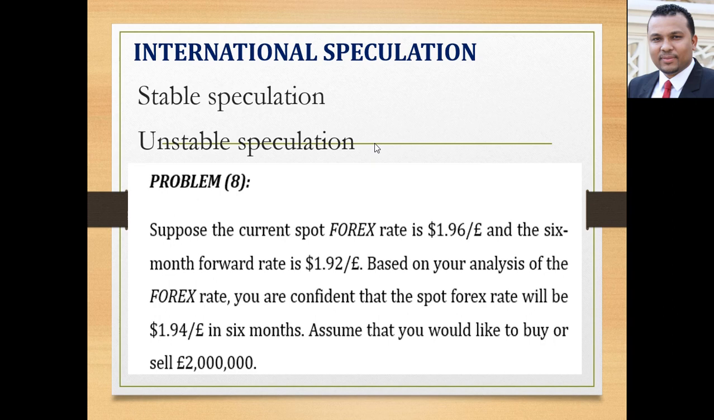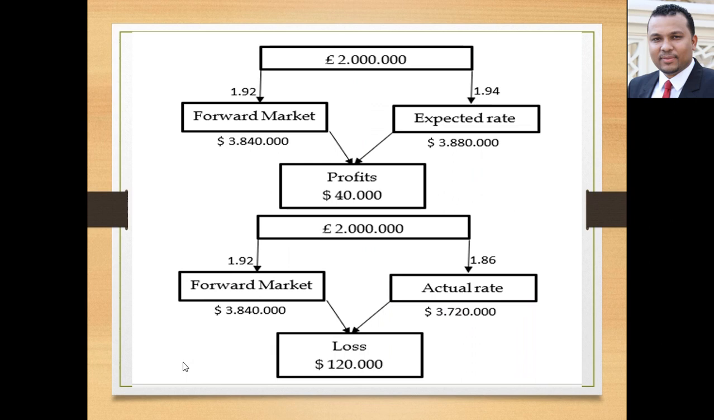The last problem in our chapter 2, problem number 8, on page 109. Suppose the current spot forex rate is $1.96 per England pound, and the 6 months forward rate is $1.92 per England pound. Based on your analysis of the forex rate, you are confident that the spot forex rate will be $1.94 per England pound in 6 months. Assume that you would like to buy or sell 2 million England pounds. In our case, two options, the first case and the second case.